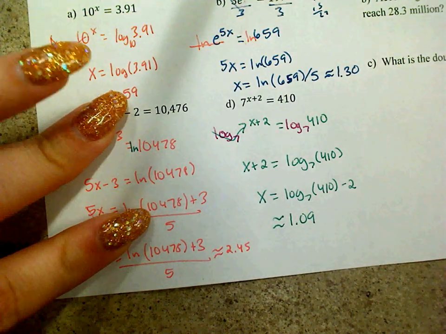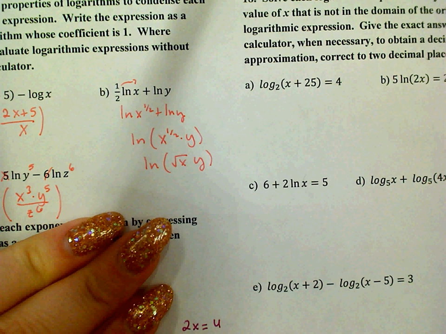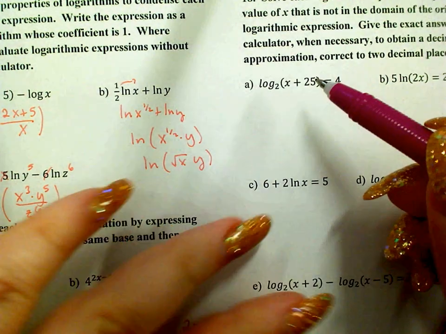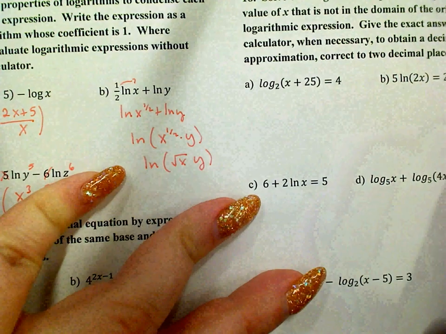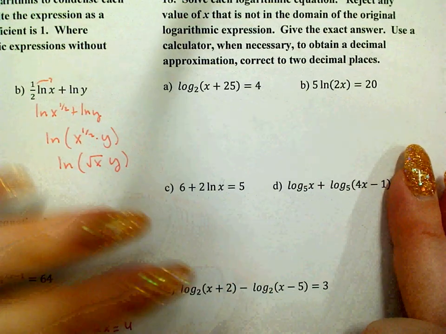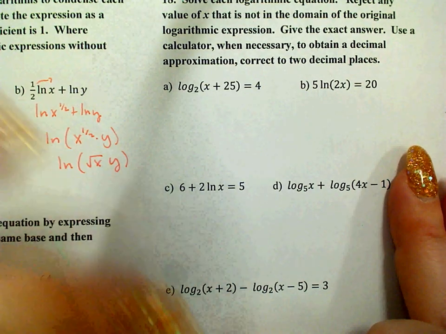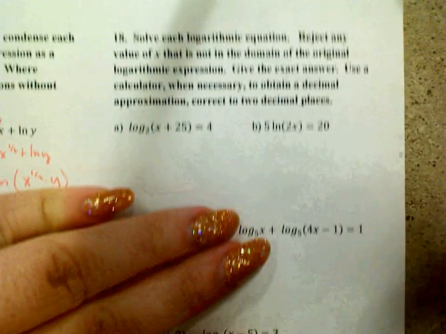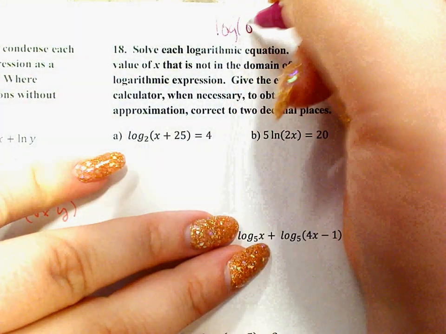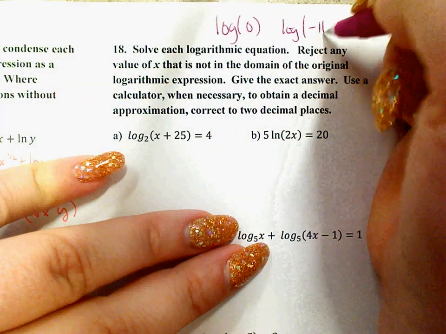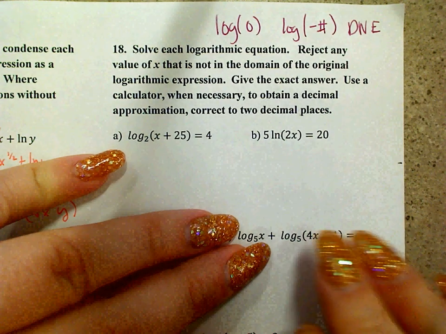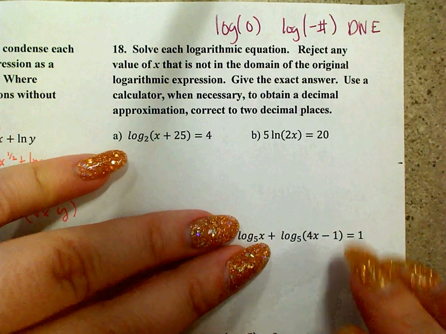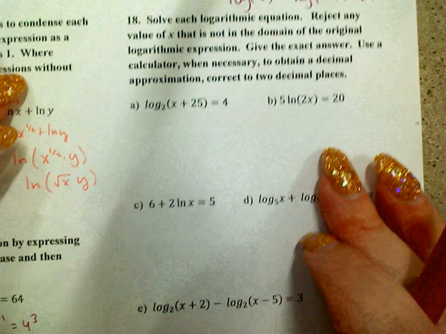Alright, number 18. Solve each logarithmic equation. Reject any value of x that is not in the domain of the original. So the only thing you really need to worry about here is when you're dealing with a log equation, you cannot take log of 0 and you cannot take log of a negative number. So log of 0 and log of negative numbers do not exist. Okay? So if you get an answer and you plug it in and you get either one of those situations, then it's out. It's an extraneous solution.